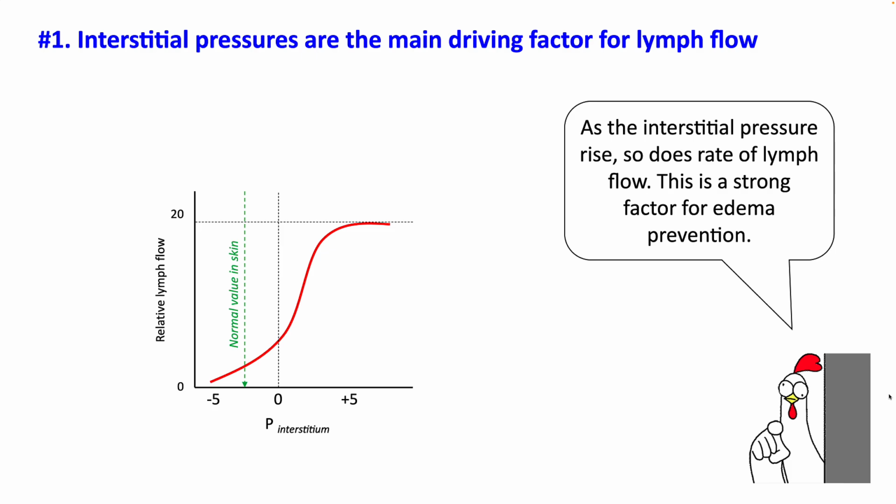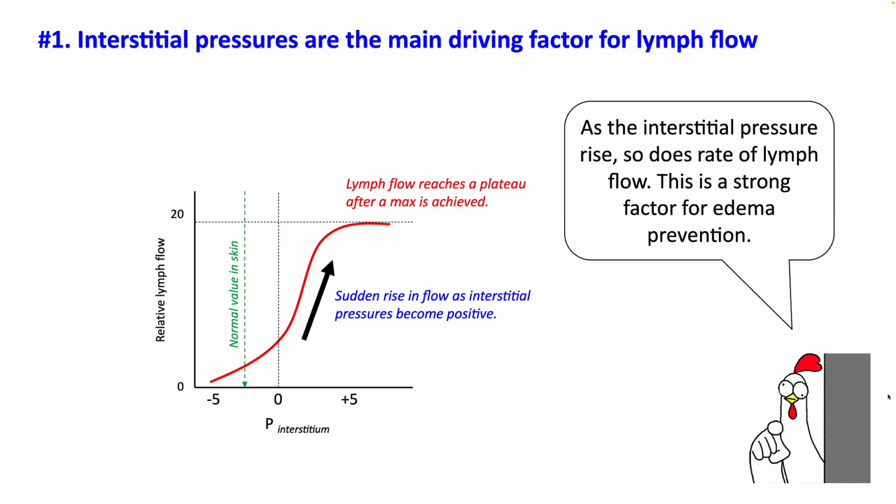Normally, the values in the skin is negative. However, as more fluid accumulates in your interstitium, the pressure tends to become more positive. And as soon as the pressure crosses 0, there is a sudden rise in flow of lymphatic fluid. However, there is a max which is about 10 to 20 times the normal flow.